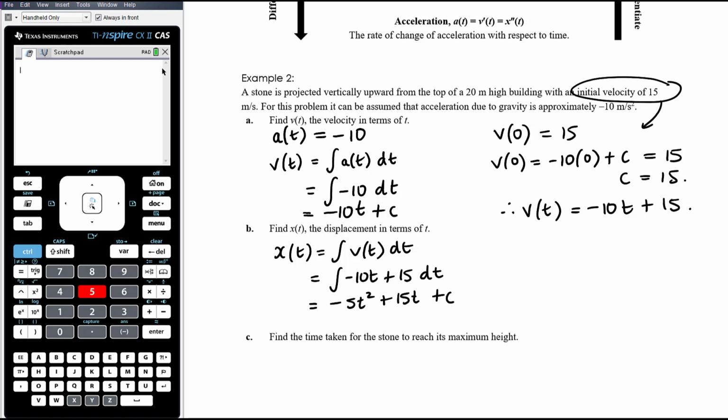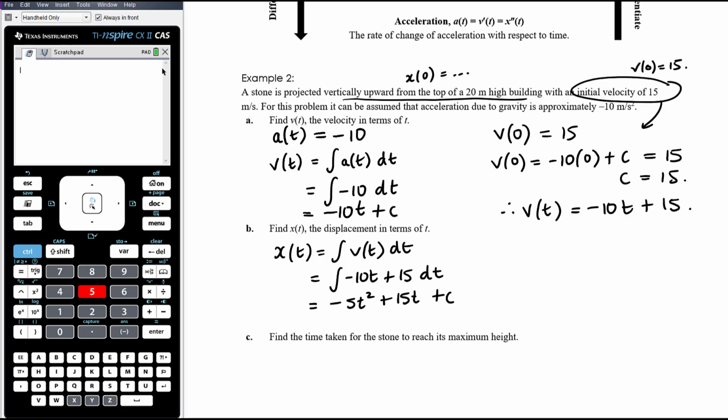Then we also know that the stone is projected vertically upwards from the top of a 20-metre high building. That's about the initial displacement. So this tells us that the initial velocity is 15. Now this tells us about the initial displacement.